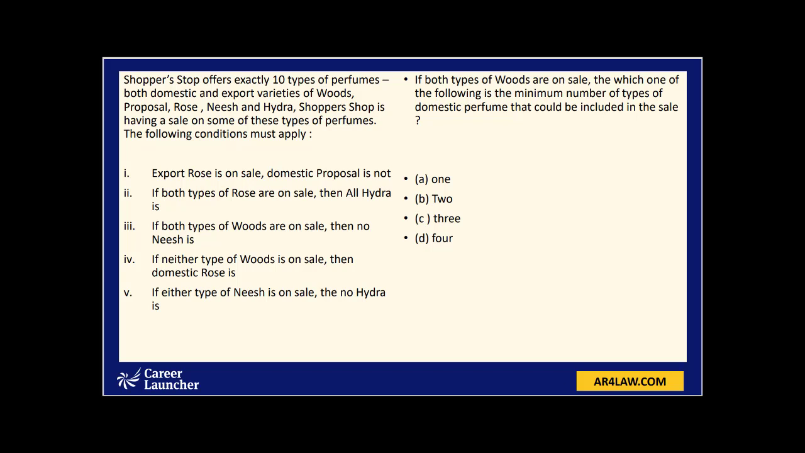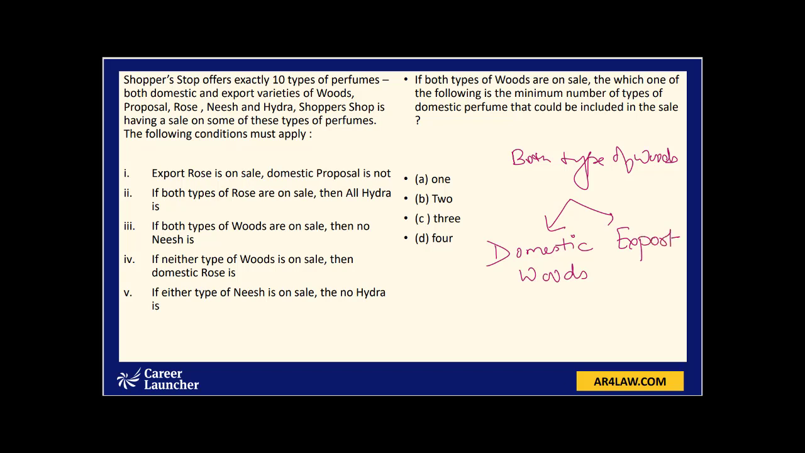The third question in this puzzle was, if both type of woods are on sale, then which of the following is the minimum number of types of domestic perfume that could be included in the sale? Now what this question is saying, that we have both type of woods. When we say both type of woods, we essentially mean that I already have included domestic variant of woods. So I have domestic woods. I also have export woods.